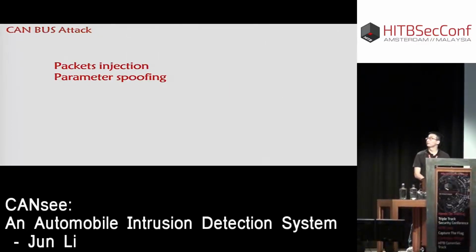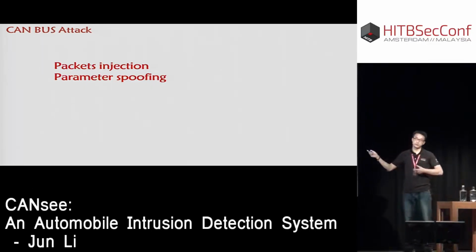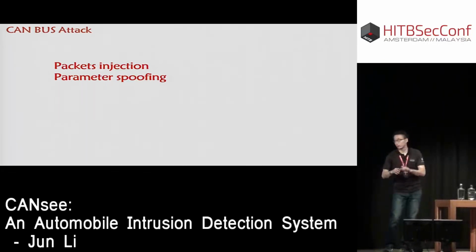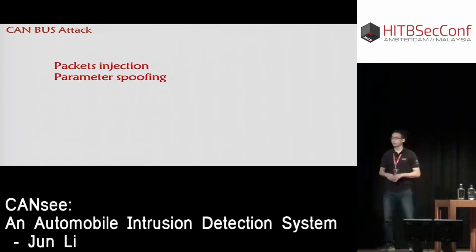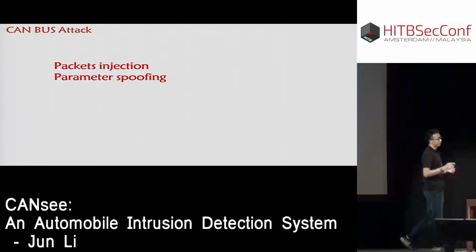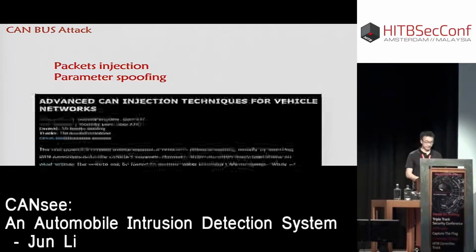Okay, the attack types. Apart from the denial of service attack I mentioned earlier, there are mainly two types of attack targeting the CAN bus: packet injection and parameter spoofing. For example, in the Jeep hack, the car only allows you to control the steering system when the car is traveling below 5 miles per hour. So if an attacker wants to control the car's steering system at high speed, he might have to spoof the speed. So what I'm doing is to detect this kind of attack.